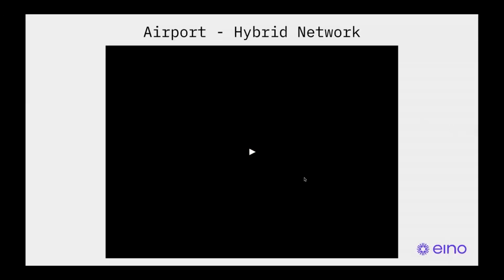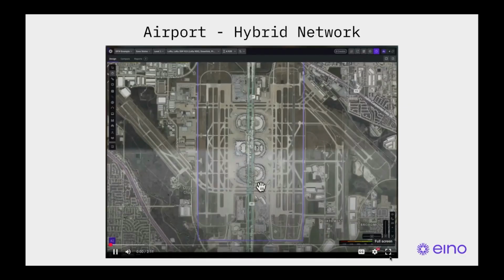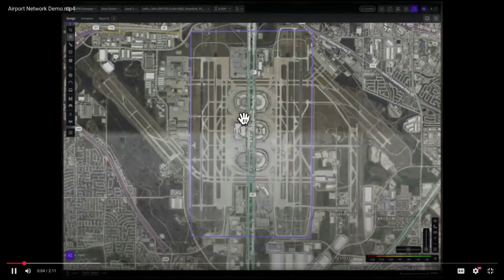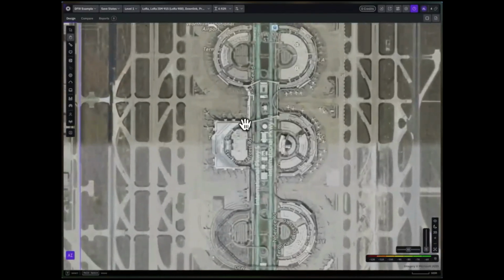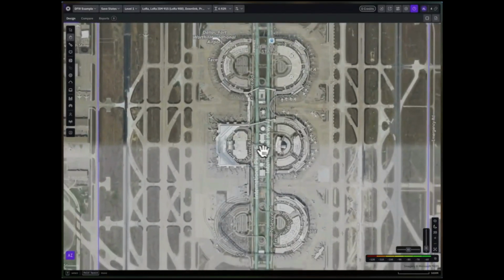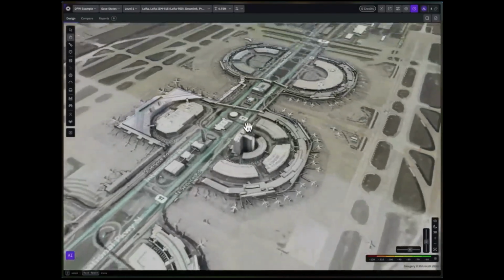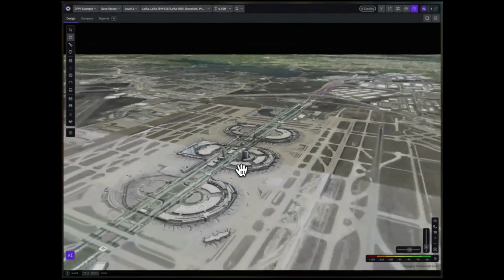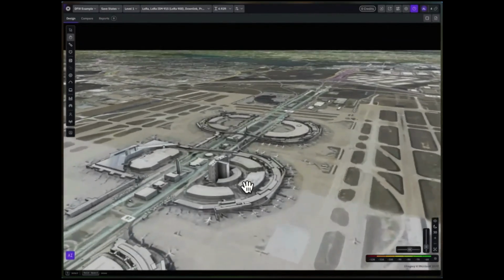One other concept that we have here is the concept of hybrid networks, because there's not one network that could solve the problem. And airports are a good example of that. You have indoor and outdoor environments. You have all the applications that Rahul was talking about, and it's hard to model. Here we have an example of the airport. I think it's the DFW. So all these buildings were generated automatically, but we were able to go much further there.